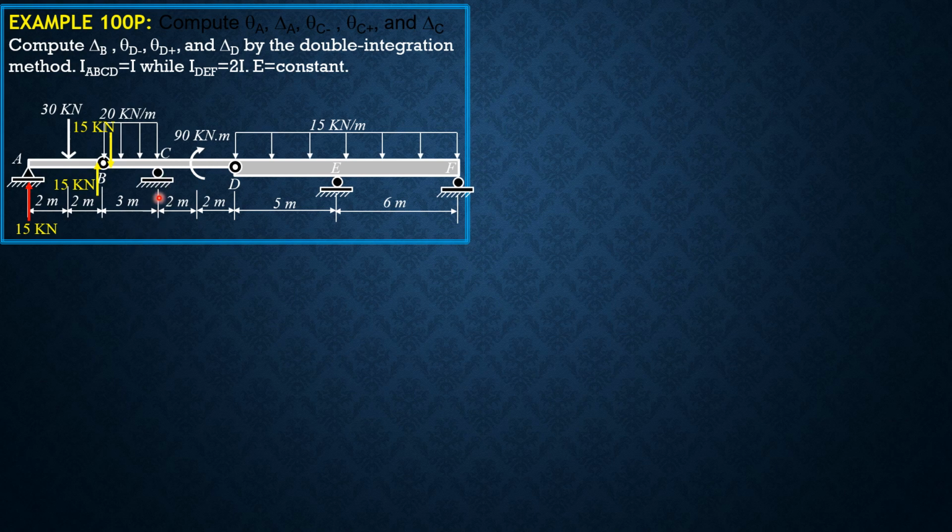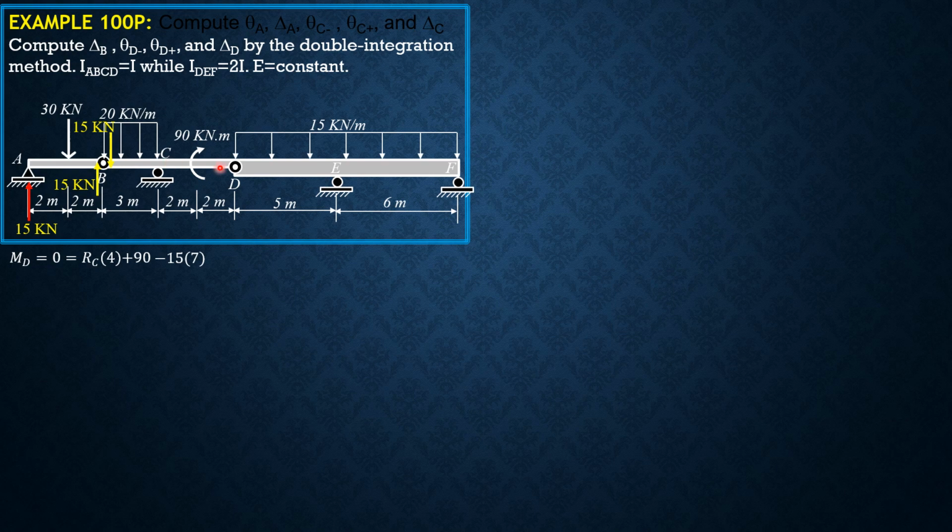Let's assume that the reaction at C is upward. So summation of moment about D equals 0, considering BCD. Clockwise positive. So we have R sub C times 4 plus 90, then minus 15 times 7, then minus 20 times 3.